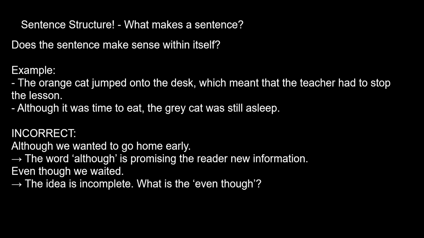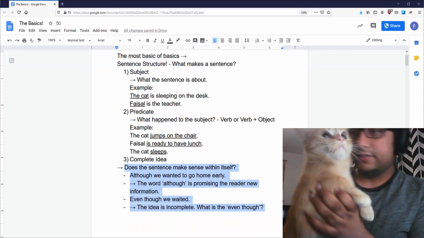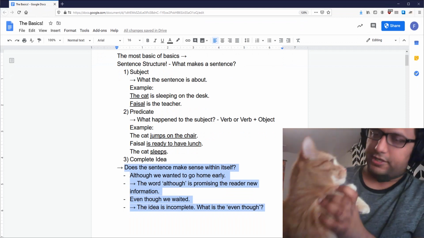Or over here, even though we waited, right? That might be something you say aloud, right, when you're talking to people. Oh, well, even though we waited, right? But when you write that sentence down, the idea is incomplete. What is the even though, right? So a sentence has to make sense in and of itself, all right? So that's subject, predicate, and a complete idea.